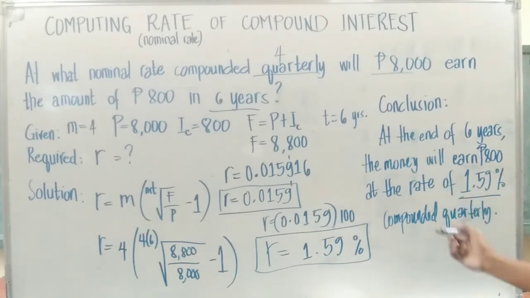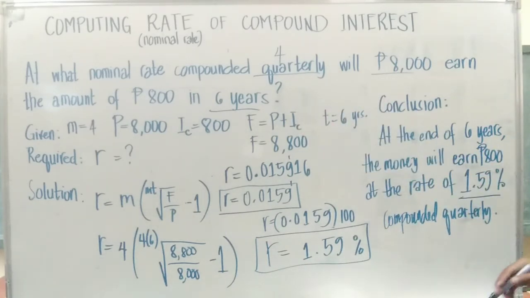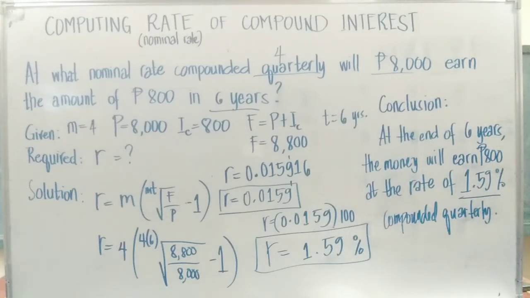Okay, your conclusion will depend on how you understand the problem. As long as you are answering the problem, the conclusion will be up to you. So you can answer: at the end of 6 years, the money will earn 800 at the rate of 1.59%. Or you can say that the nominal rate is 1.59%. Okay? So that's the end of my video about computing rate of compound interest.